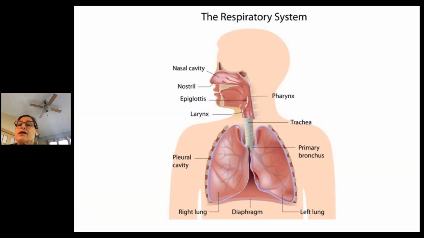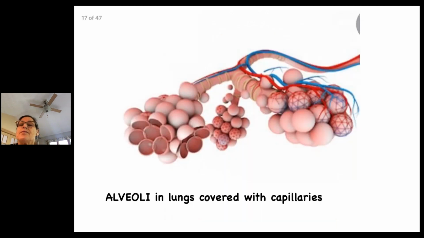The alveoli are the tiny part of the lung where the air exchange happens. So you can't see the alveoli in this picture, but here's what they look like under a microscope. They're like bunches of grapes, and they're covered with this mesh that's capillaries. So you've got capillaries bringing the blood to the lungs and taking the blood away.